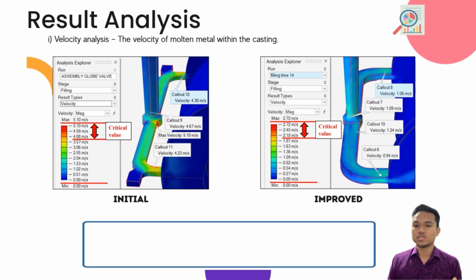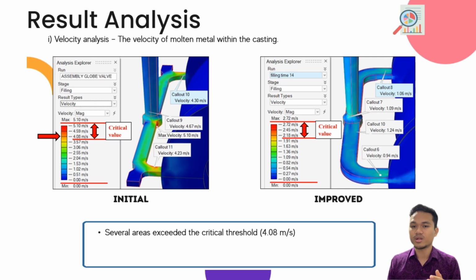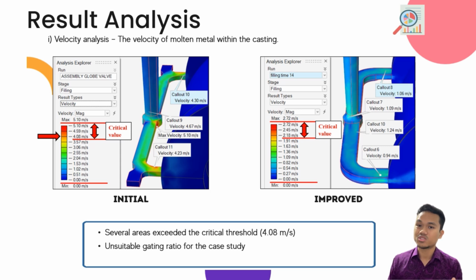Alright, so as you can see in the initial model, there were several areas that exceeded the critical threshold, which is 4.08 meter per second, especially at the runner and ingates. This is due to the wrong gating ratio used in the initial model. The cross-sectional area for the runner was not able to mitigate the high velocity during filling. The problem can cause turbulence flow and create gas entrapment within the casting.